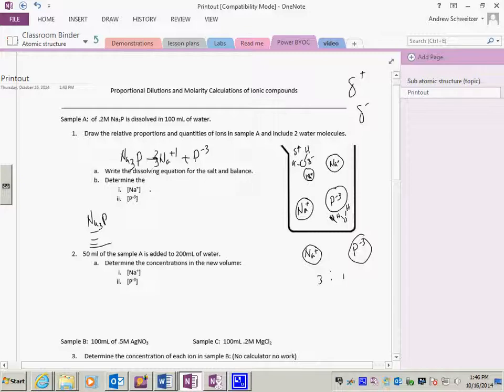So if the solution is 0.2, and I want to show my work, Na3P would be a 1 to 3 ratio, which is 0.6 molarity for the Na plus ions. It's a linear proportion. For the phosphide ion, there's one phosphide for every sodium phosphide. So it's going to be a 1 to 1 ratio with Na3P, and therefore it's 0.2 molarity. That is the answer for that one.